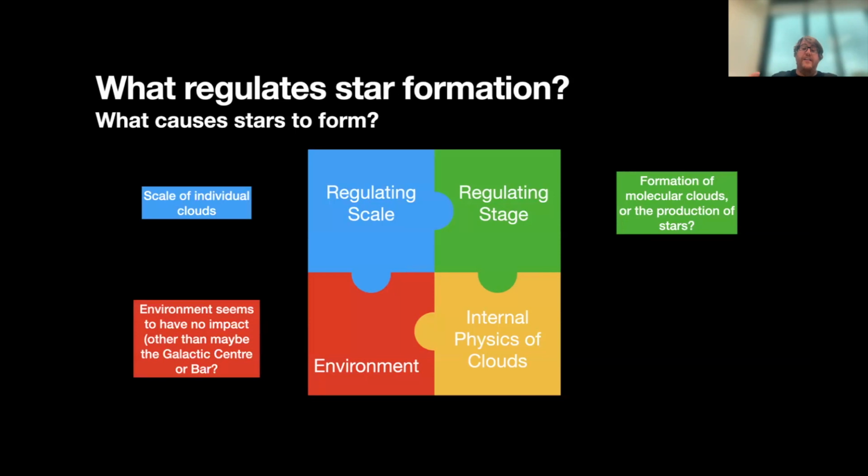We've got the environment. No large-scale environment seems to have an impact, other than maybe the Galactic Centre and the bar. But again, we've got insufficient data at the minute to see if the turbulent properties do change in there. But the internal physics of clouds, the turbulent physics, all the dense gas physics, seems to be what is regulating the star formation process, which is where we're heading with our next bit of the research and our next process in trying to understand galactic star formation.